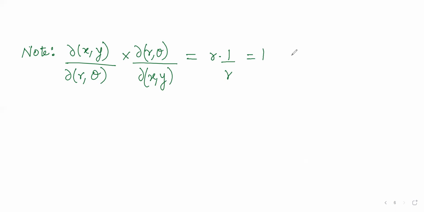So if we are having two functions of two independent variables x and y, then we can find their partial derivatives of both variables with respect to r or theta, or if we take the inverse relation, their product is equal to 1.